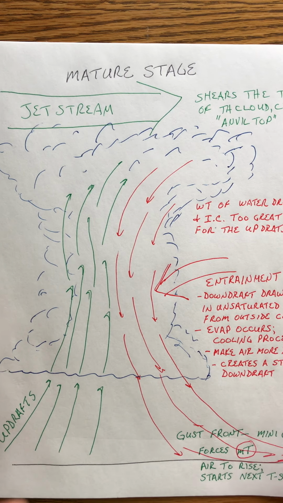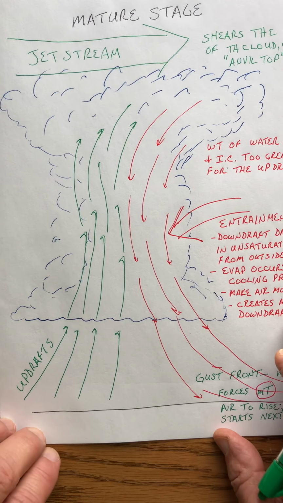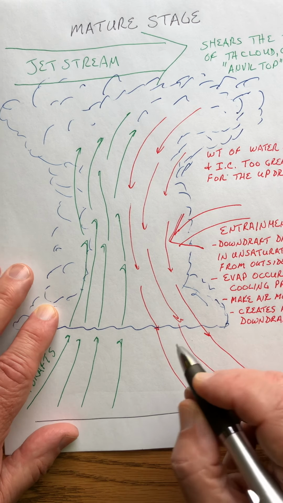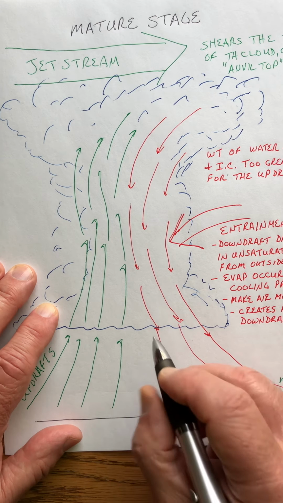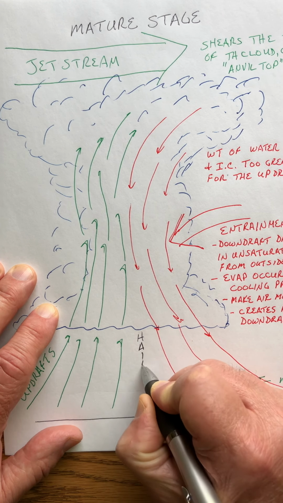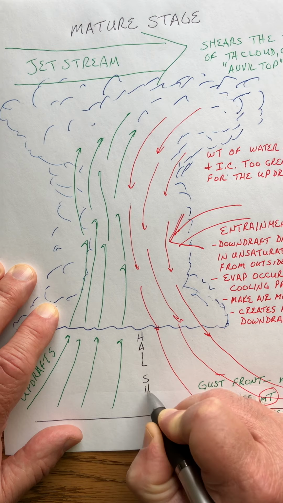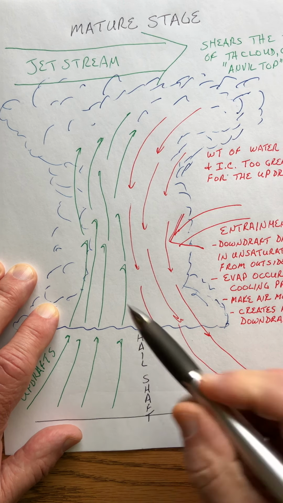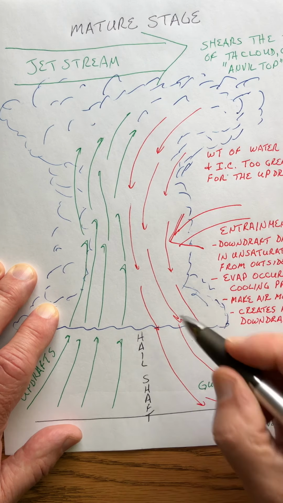Other things that we need to be aware of with a cumulonimbus cloud and a thunderstorm is that we talked about this at the end of chapter 7 with precipitation, that if you get hail, the hail shaft will be here, right where the updraft and downdraft are adjacent to one another.